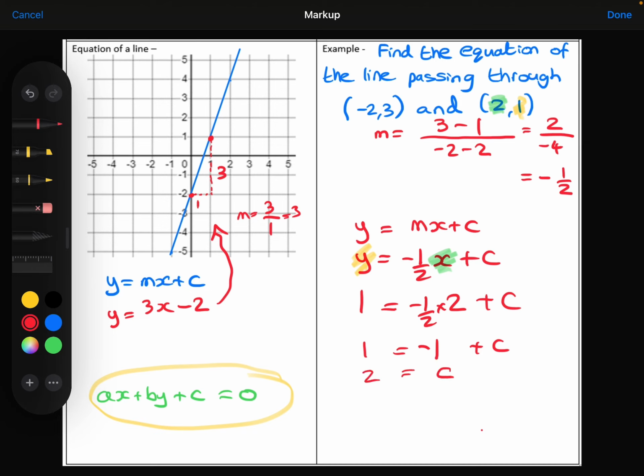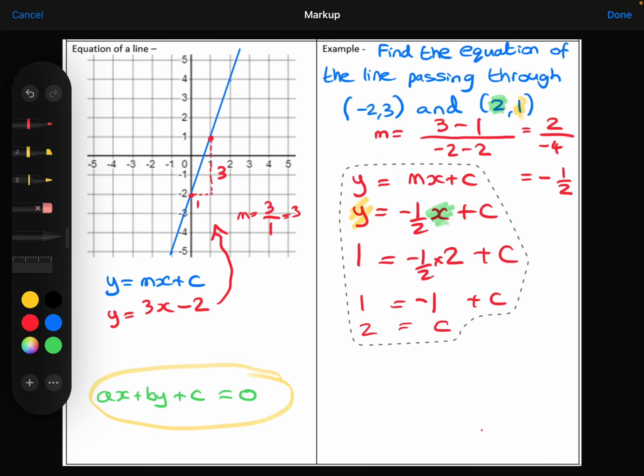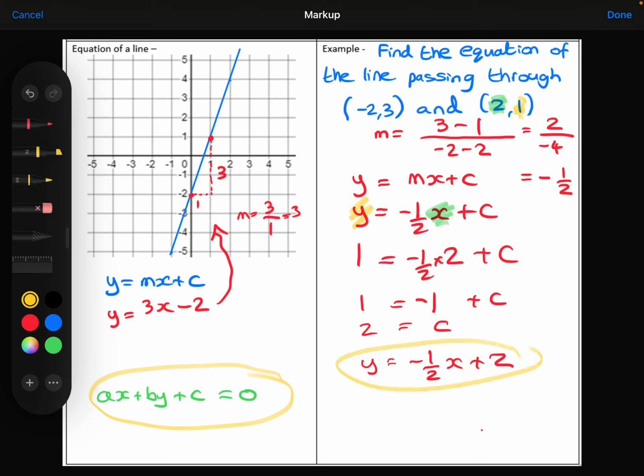I've now managed to work out what my y-intercept is. So I can now write down the full equation of this line. Remember, the gradient was minus 1/2, and the y-intercept I've just worked out is 2. But this equation here is a bit messy, that minus 1/2 x plus 2. I don't like the minus 1/2. I don't like this fraction or the fact it's a negative.